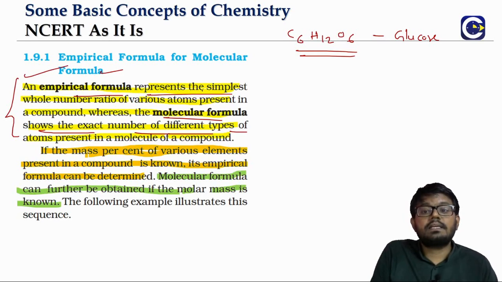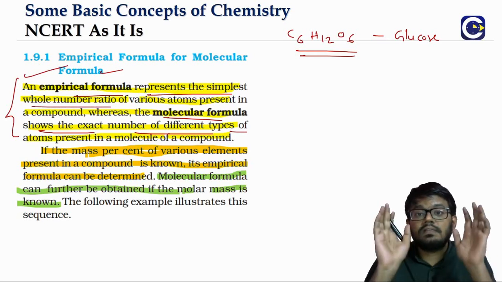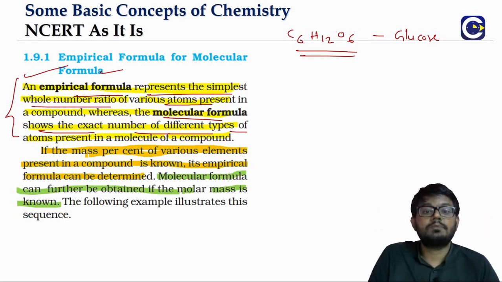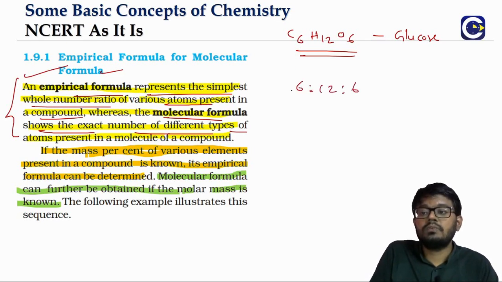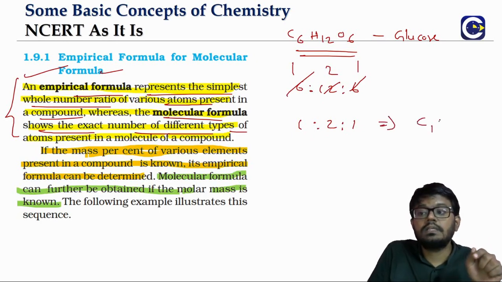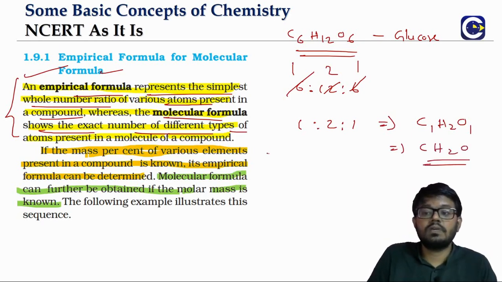Empirical formula is a representation of the simplest whole number ratio of the various atoms present. If you want the simplest whole number ratio, you can divide everything by 6. That gives 1:2:1. So the empirical formula for glucose is C1H2O1, or I can also write CH2O. This is the empirical formula.